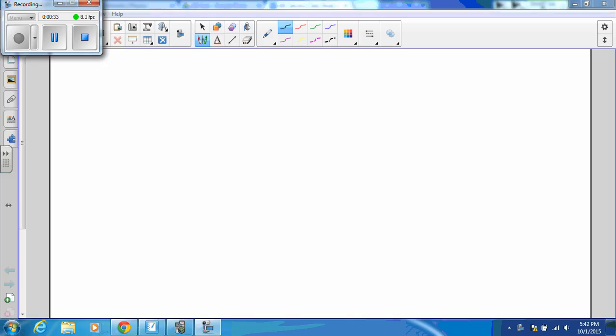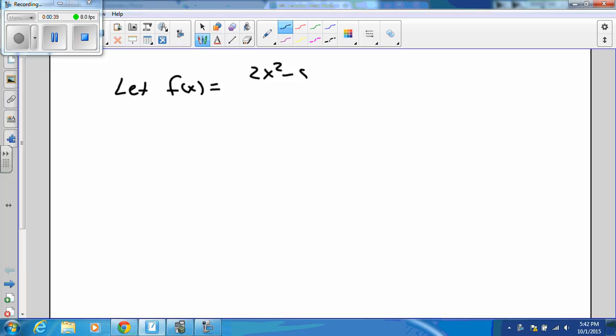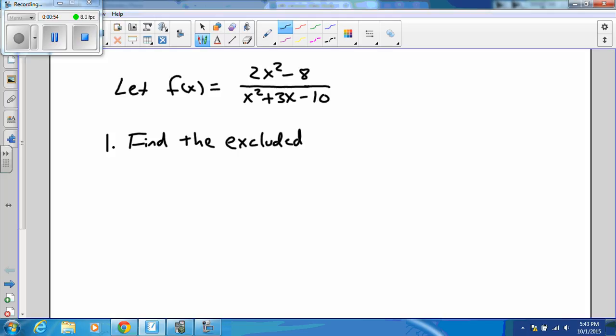So in our quiz today, we had f of x equals 2x squared minus 8 over x squared plus 3x minus 10. And the first question asks us to find the excluded values. What I'm going to do is to write the things that were necessary for you to have in red.